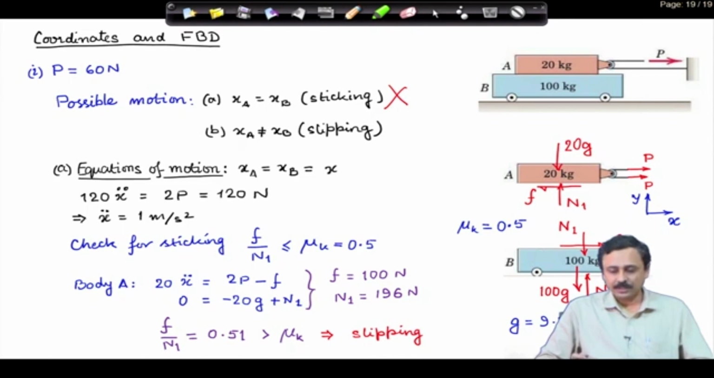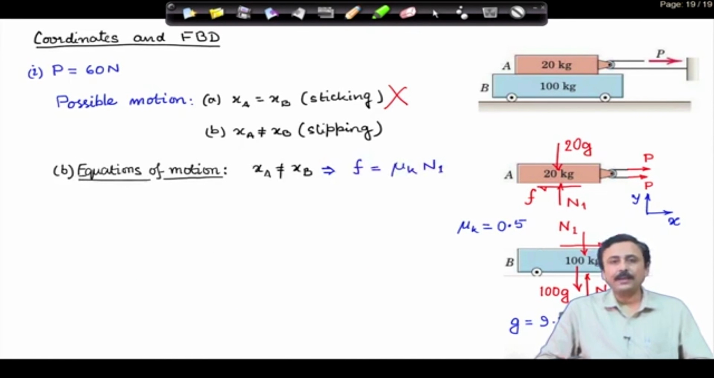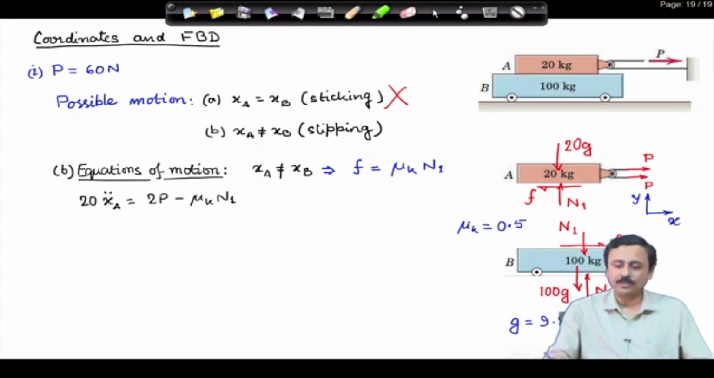We come to the next possibility, which is slipping. Once it is slipping, then I definitely know the force of friction will be mu k, the kinetic coefficient of friction, times the normal reaction at the interface. This is known, because it is sliding. Now, I have to write equations for the individual blocks, because the motions of these two blocks are different. Therefore, for the 20 kg block, from its free body diagram, I can easily write down this equation of motion, and here I have taken the force of friction as mu k times N1, directed in the negative x axis direction.